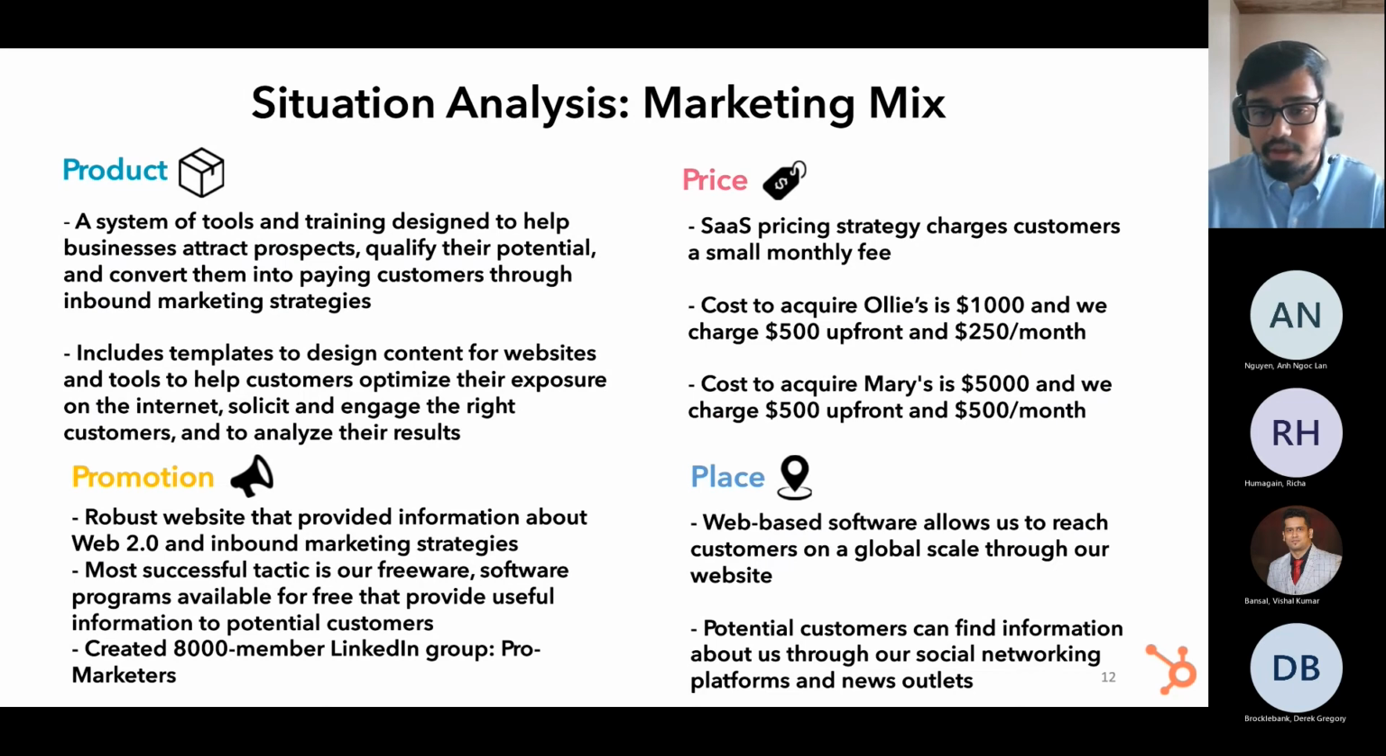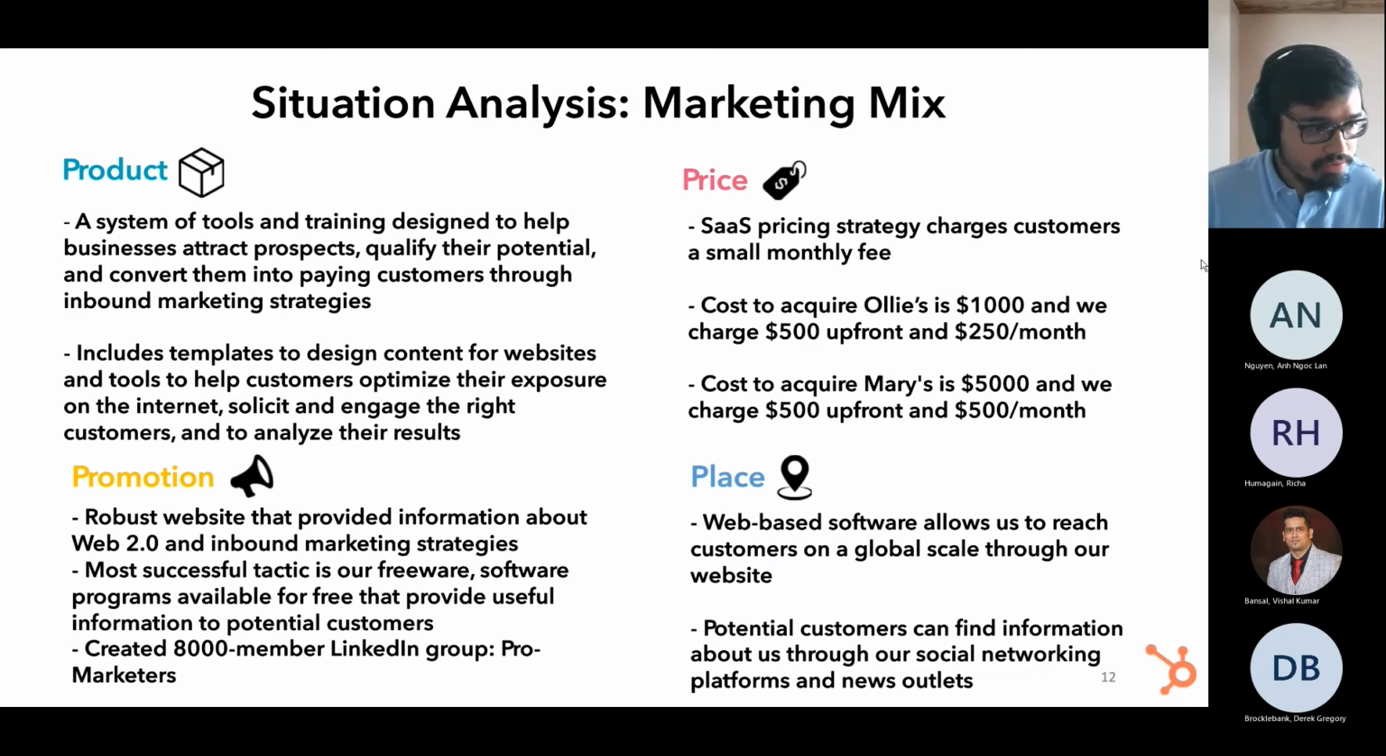Twitter, and Facebook grader that measures the effectiveness of your content. And we've also created an 800-member LinkedIn group called Pro Marketers that is dedicated to marketing professionals who want to learn more about Web 2.0 and inbound marketing strategies. Lastly, for our place, since we're a web-based software, it allows us to reach customers on a global scale through our website. And our potential customers can find information about us through our social networks and our news outlets.